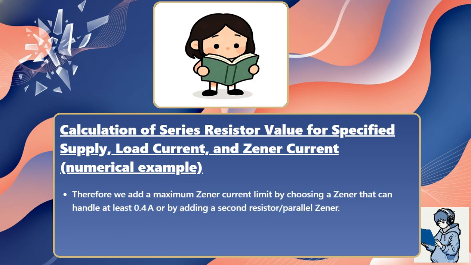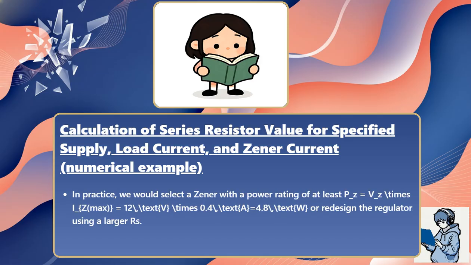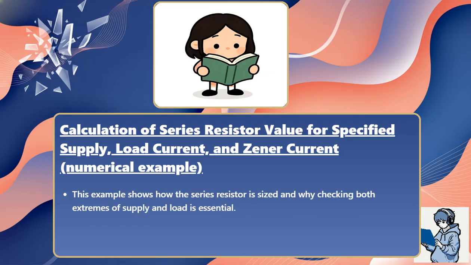Therefore, we add a maximum Zener current limit by choosing a Zener that can handle at least 0.4 amperes, or by adding a second resistor parallel to the Zener. In practice, we would select a Zener with a power rating of at least Pz equals Vz times Iz max, equals 12 volts times 0.4 amperes, equals 4.8 watts, or redesign the regulator using a larger RS. This example shows how the series resistor is sized, and why checking both extremes of supply and load is essential.